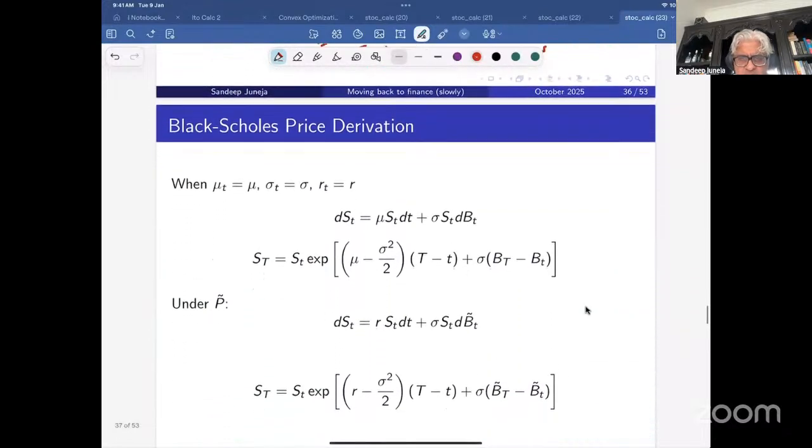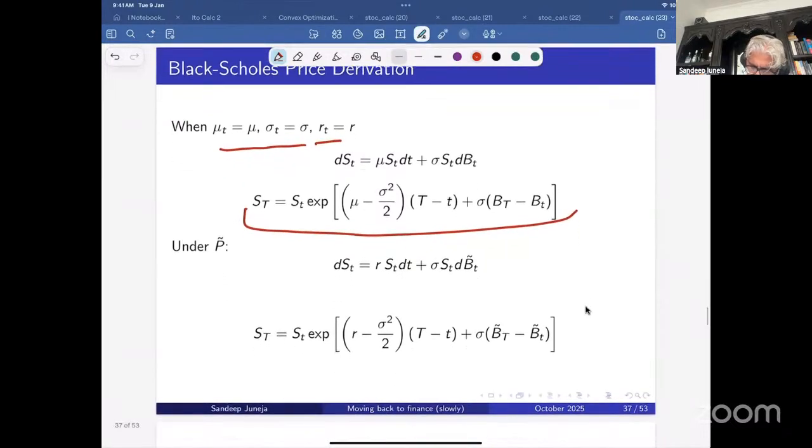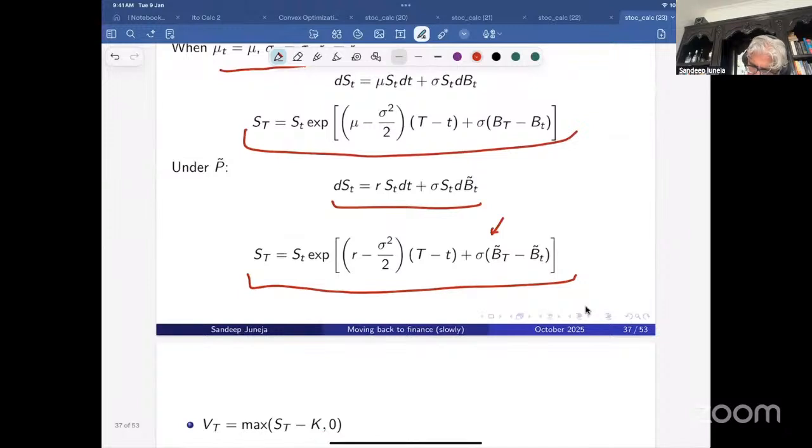And then we applied all of this to Black-Scholes equation. So Black-Scholes setting had mu t was mu, sigma t was sigma, RT was R. DST had this nice simple form, and you could express ST as this log normally distributed random variable, basically, right? Because at the exponent, you have a Gaussian distributed random variable. So because of that, the ST itself is log normally distributed. Under P tilde, we have the following relationship that tells you that ST is now log normally distributed here, but with a different mean, with the same drift.